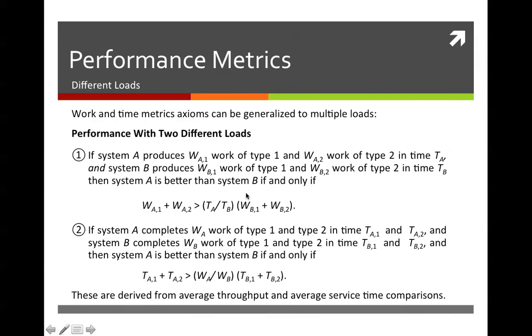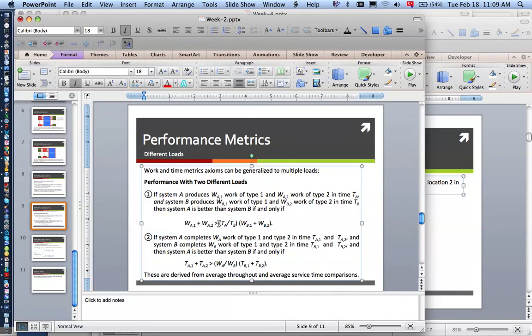Then we say that system A is better than system B if and only if WA1 plus WA2 is greater than TA over TB times WB1 plus WB2. So this obviously is something that comes out of what we call average performance. What we do here is we take WA1, add it to WA2, and then divide it by TA to assess how much work we get out of system A in time TA. And then we compare that with the total work that B does, normalized to the time it does it in, which is TB. So really this formula is derived from this expression.